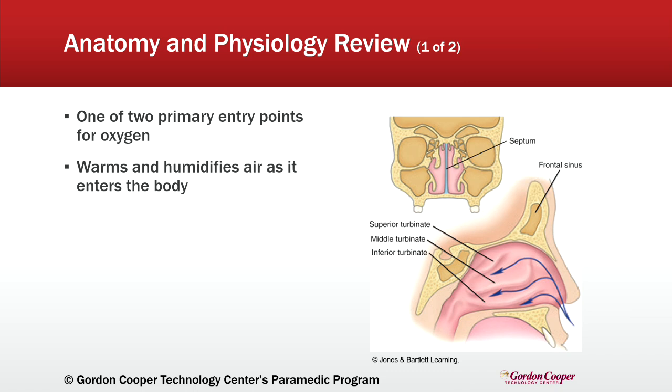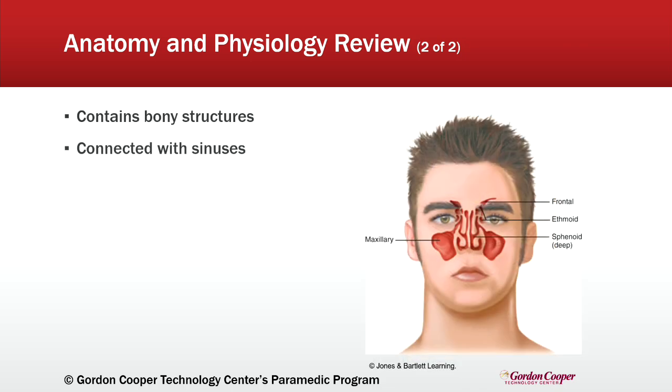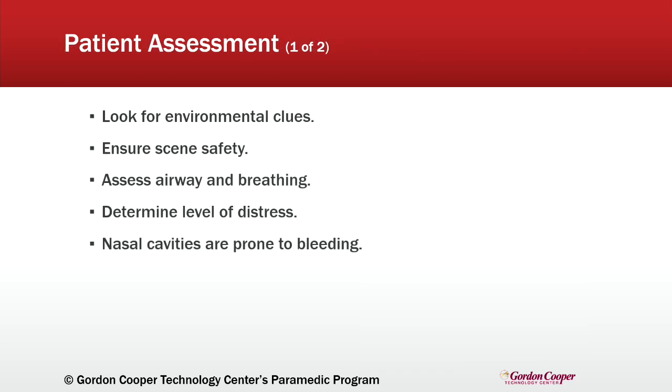All right, so a quick review of the nose. Of course, the nose is one of two primary entry points for oxygen in the body. As mentioned before, it warms and humidifies the air that enters the body, so it provides a vital role in protection. It contains some bony structures, and of course it's connected with sinuses, and those sinuses are part of how that whole filtration and warming process works.